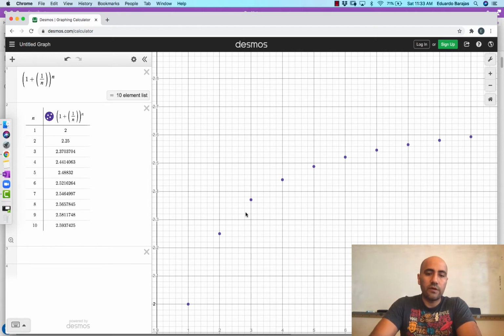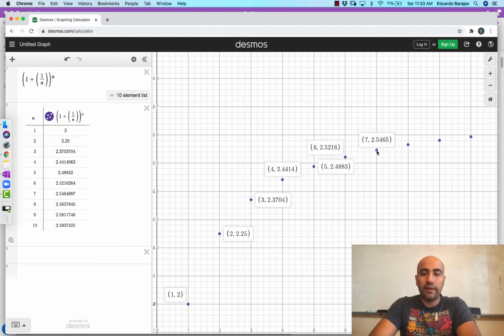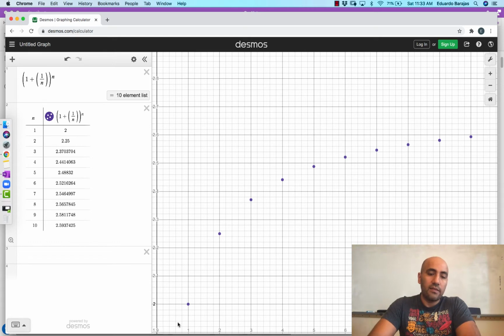Okay, so I changed the scaling a little bit so it's a little easier to see. Here is the point 1 comma 2 and the point 2 comma 2.25 and so on and so forth. So now we can get a better visual of the fact that they are increasing. They're always on their way up. They're increasing as n goes toward infinity. As n gets larger and larger, the outputs keep getting larger and larger. But their growth is slowing down.